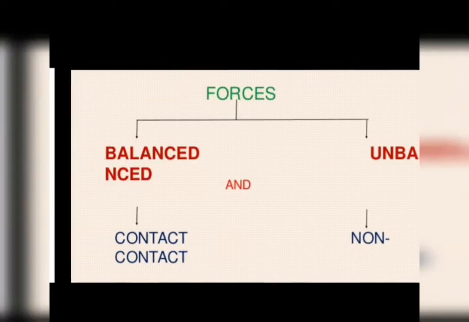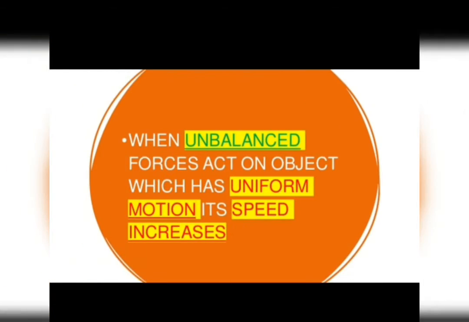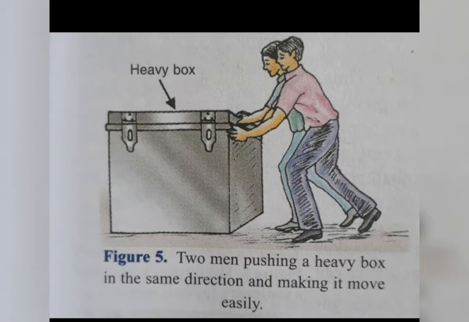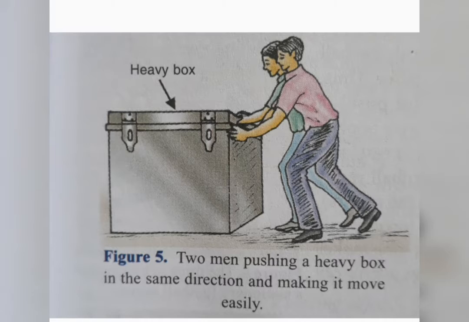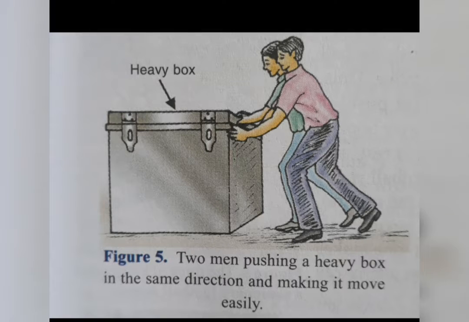Hey students, if two forces are applied to an object and two forces act in the same direction, then the resultant force acting on the object is equal to the sum of the two forces. You can also say that when two forces act in the same direction, their effective magnitude increases, right? This will become more clear from this example.